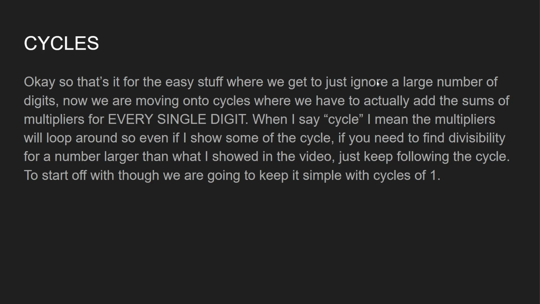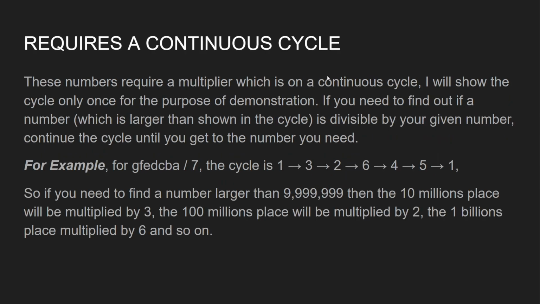But they go in cycles indefinitely. So rather than there being a clear formula that I can show you, I can only show you the cycle and then say you continue this cycle for however many digits you have. If your number is 17 digits long, you just continue the cycle as many times until you end. So these require a continuous cycle.